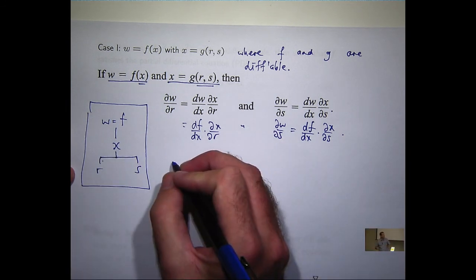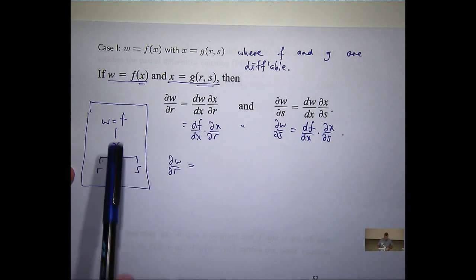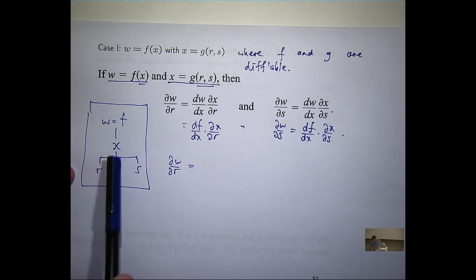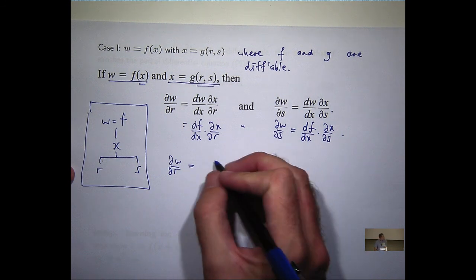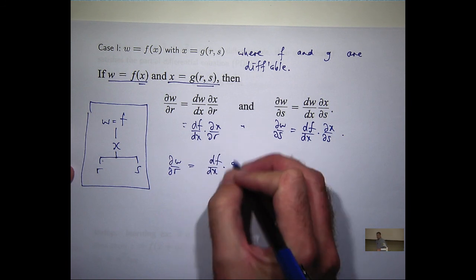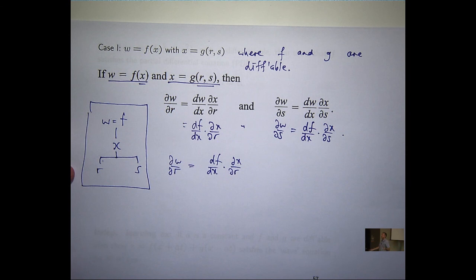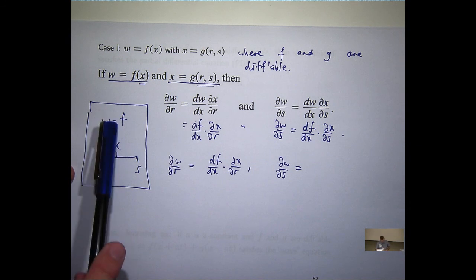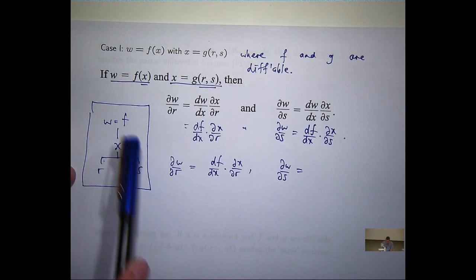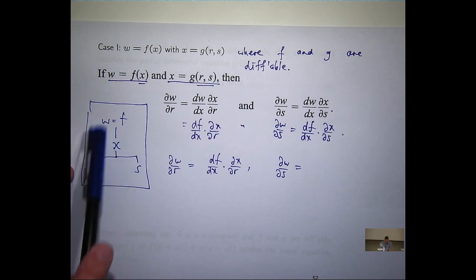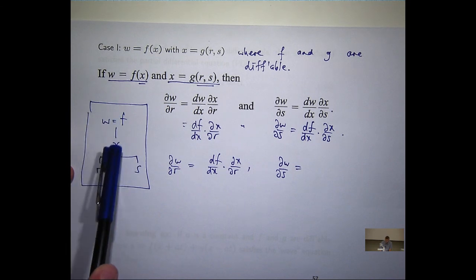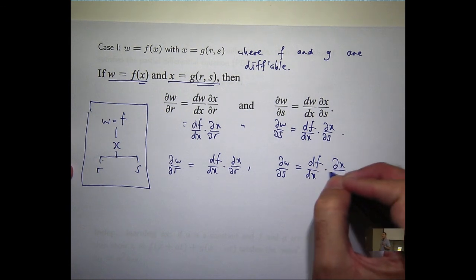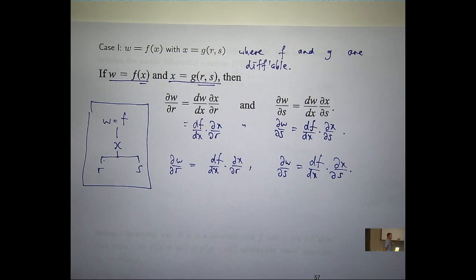Okay, so let's say I wanted to do it. dW dr can go down that way. It's df dx times dx dr. Let's say I wanted to calculate dW ds. Well, I can get from the top to an S, there's only one route. When I go from letter to letter, I form a derivative. df dx times dx ds.